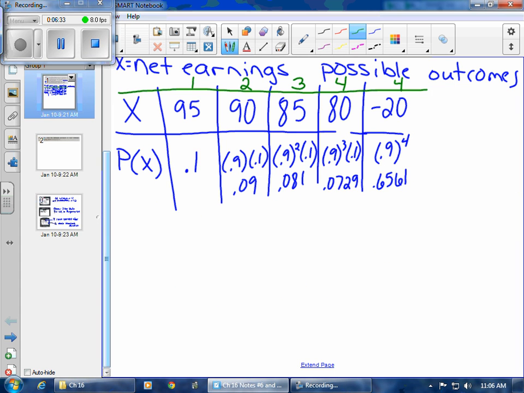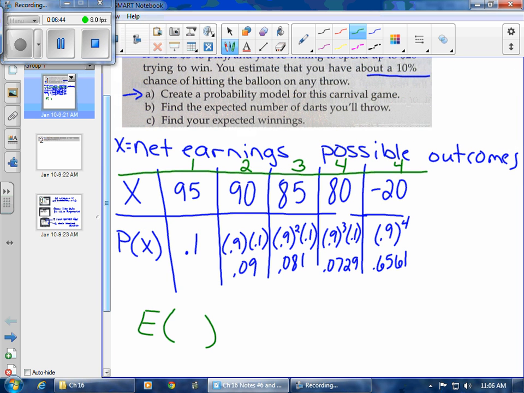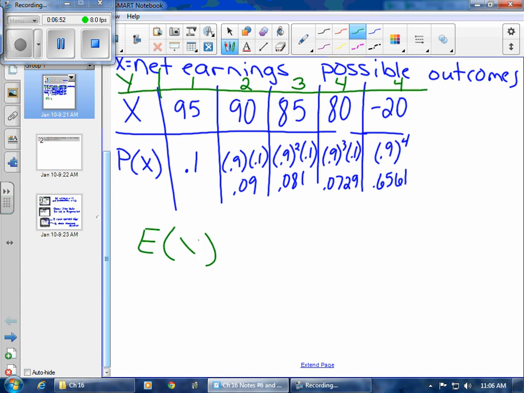We use a notation for expected value. It looks like this. So I want to know the expected value. Actually, I'm going to call this a different random variable. Let's call this y, because I already called x my earnings. So I'm going to let y be the random variable of the number of darts I throw.